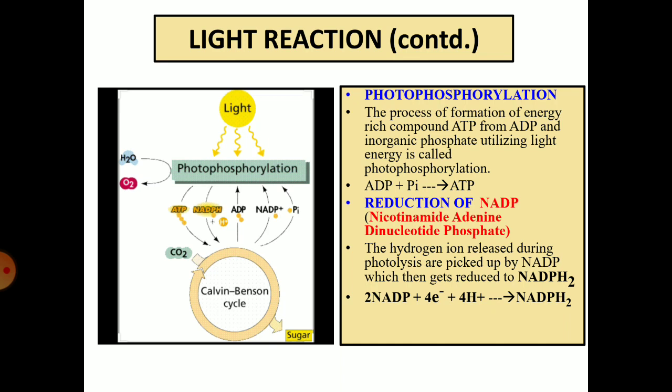Next, the last step of light reaction is reduction of NADP. What is NADP? Nicotinamide adenine dinucleotide phosphate. Now there were 2 components, hydroxyl ion, which we've already spoken about, and now the hydrogen ion. The hydrogen ion released during photolysis is picked up by NADP, which then gets reduced to NADPH2 as shown in the equation. NADP plus 4 electrons plus 4 hydrogen ions will give you NADPH2.